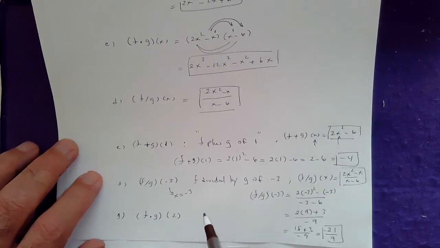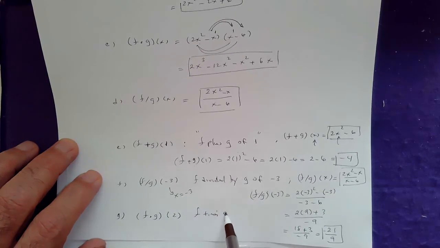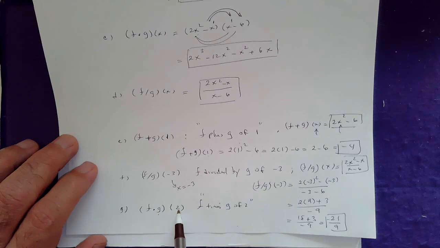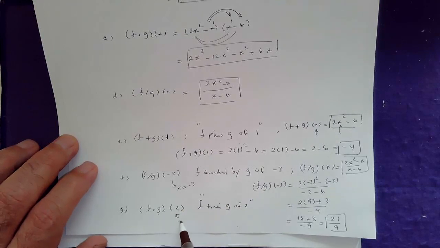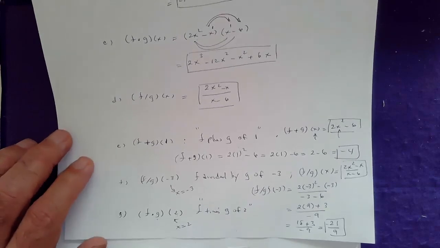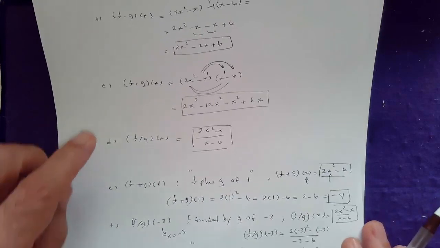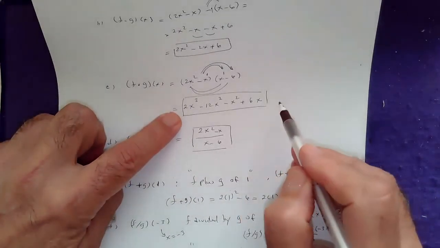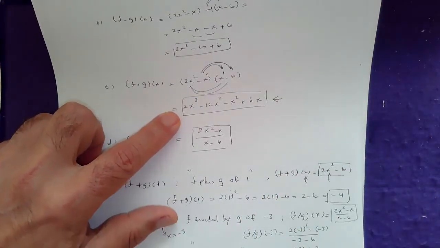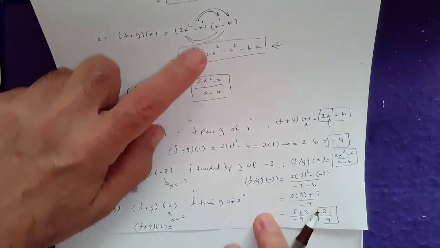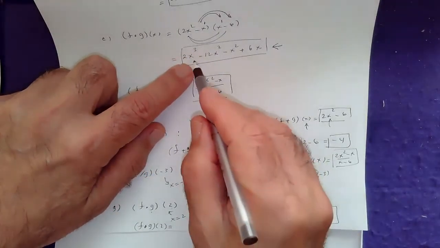F times g, so you read this as f times g of 2. Remember, this is not f times g times 2. It's f times g of 2. Of meaning replace the x with 2 in the previous part when you multiplied f by g. Here it is. This is the answer. So what I have to do in order to find f times g of 2, I have to go to this part right here and replace the x's with 2.